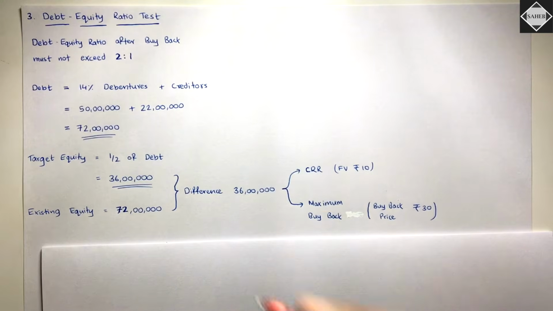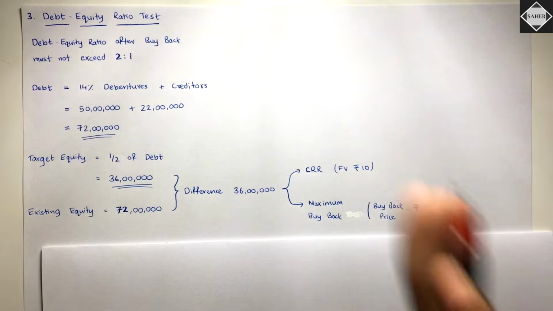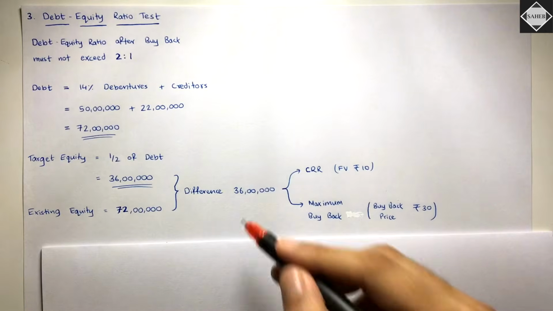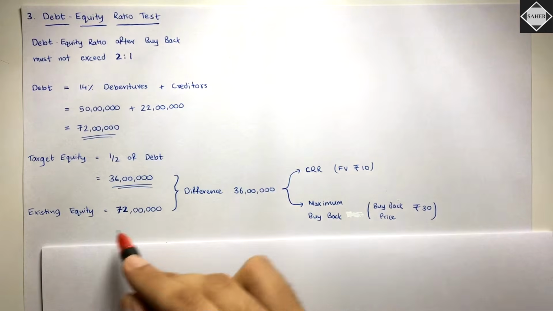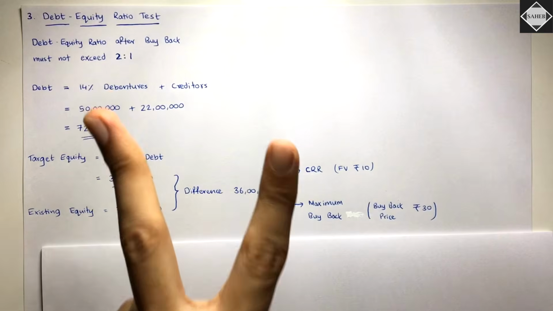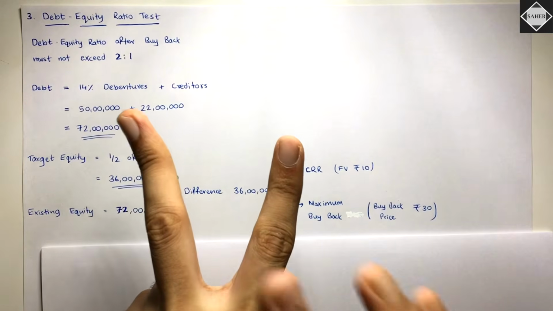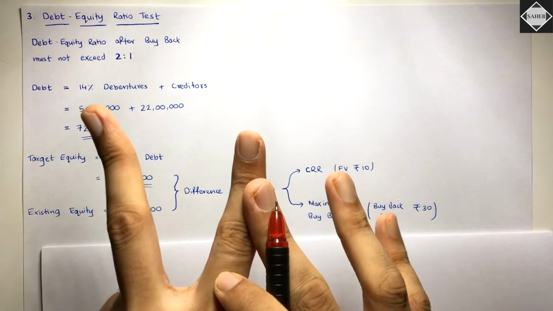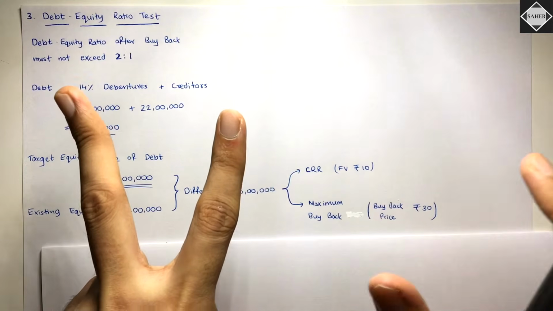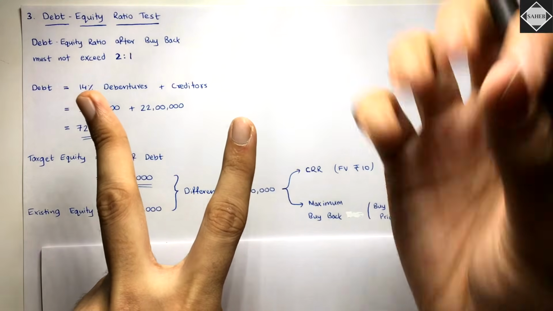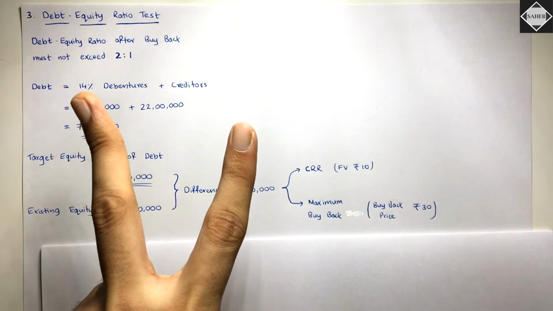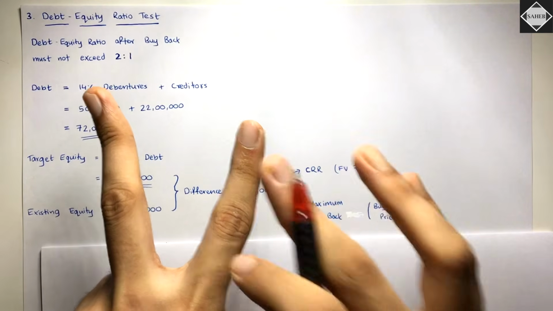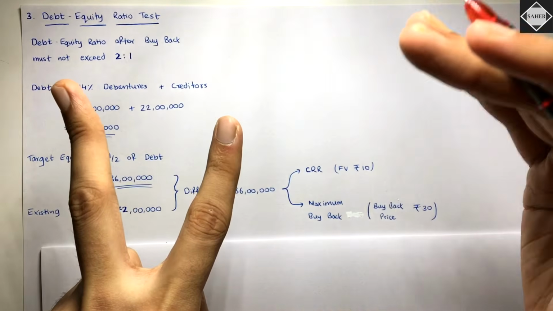Now understand why reduction will happen. Of course, you are going for buyback, but understand why there will be a reduction in equity. Two things are there. Understand this properly. The first one is that you are cancelling your shares. You are buying back your shares and you're cancelling that, right? So you're going for buyback. So because of buyback, your equity is reducing.